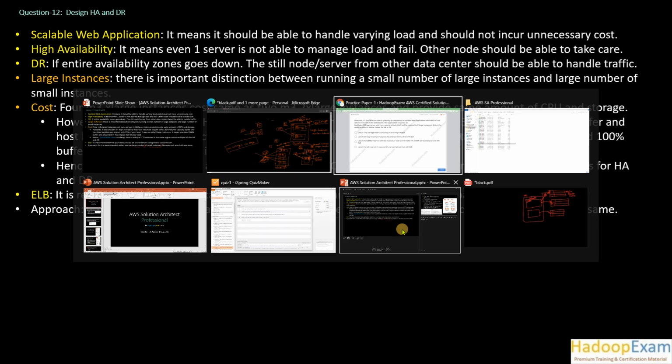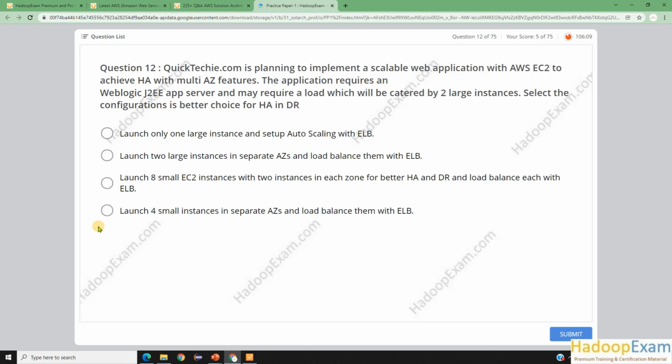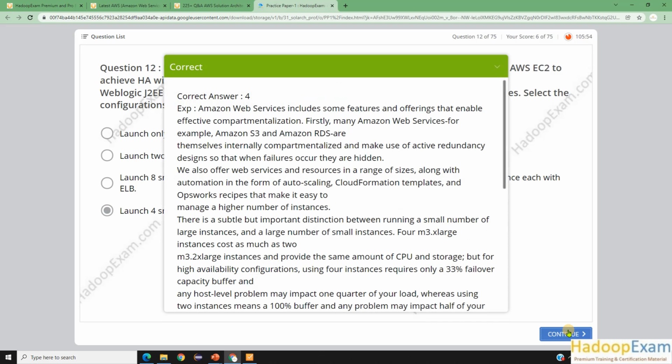Now let me go to the question. Here the answer is this one. In the question, they should ideally mention what kind of large instances they are talking about. M3 2X large is missing here, but they might be assuming you already know this type of instance. So this answer is correct. Okay, so this was question number 12, about how you can use large instances and small instances to better architect your design.